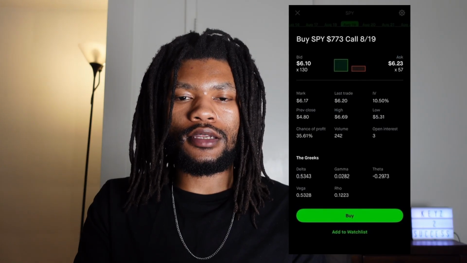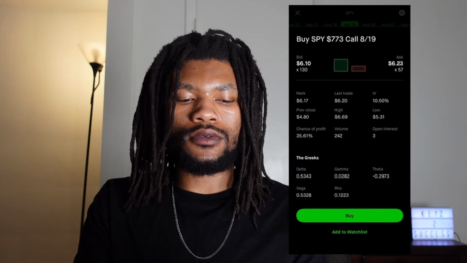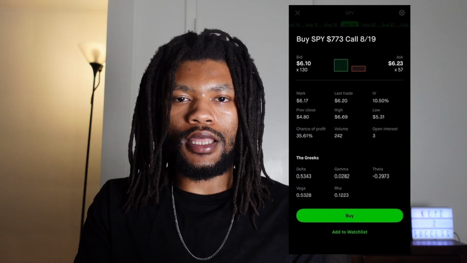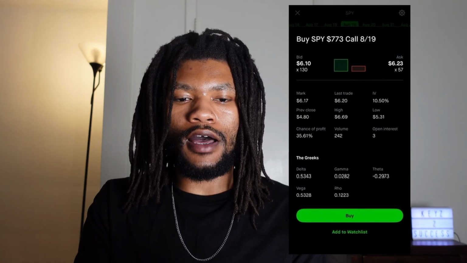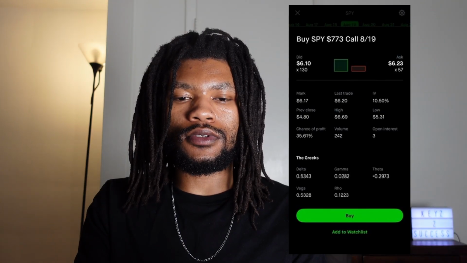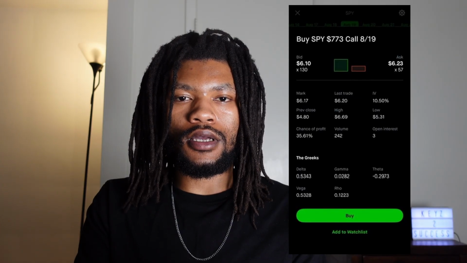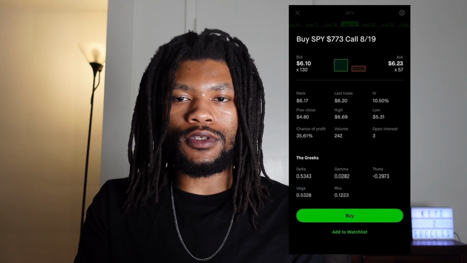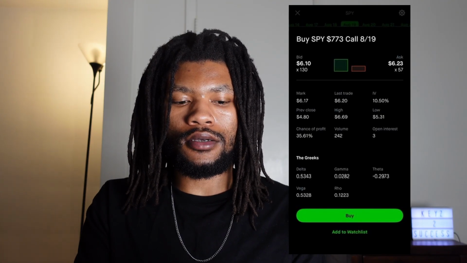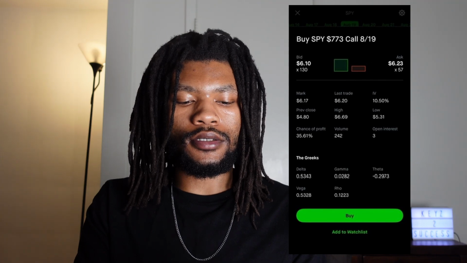And the theta is a negative number, but that's because you're losing money every day that passes. And like I said, theta is a measurement of how much value the contract loses from time passing. So you lose 29 cents on the contract every day. If it stayed at the same price, you would lose only 29 cents. But 29 cents multiplied by 100 is $29. So you'd be losing $29.